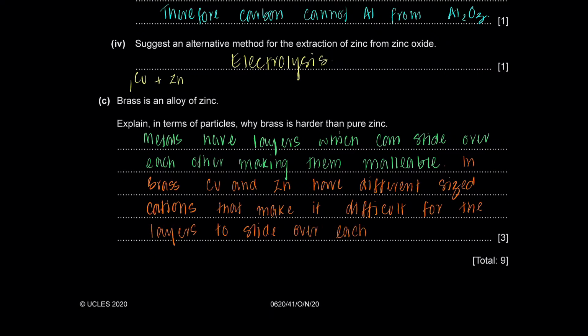I'm going to look for Binte's question, which I promised her to answer. Regularly arranged layers can slide over each other, whereas brass is an alloy which disrupts the regularly arranged layers, making it hard. That's better explained by Abdul Ghani right now.